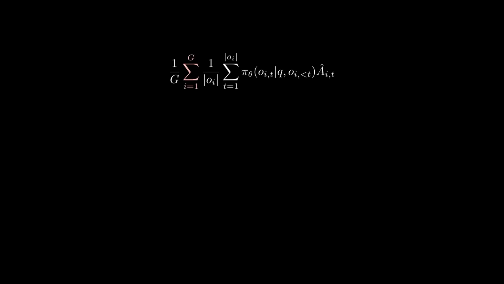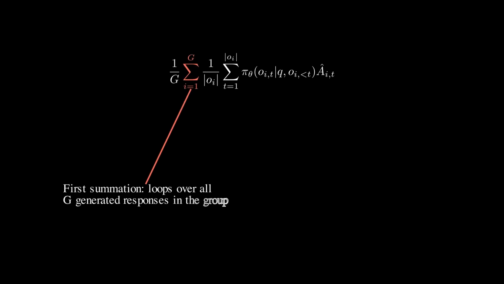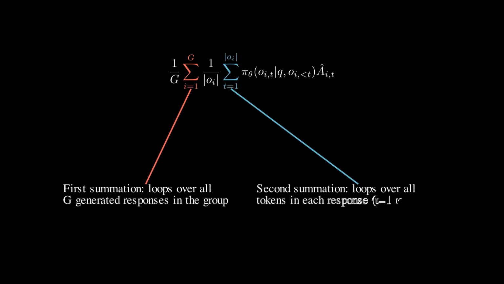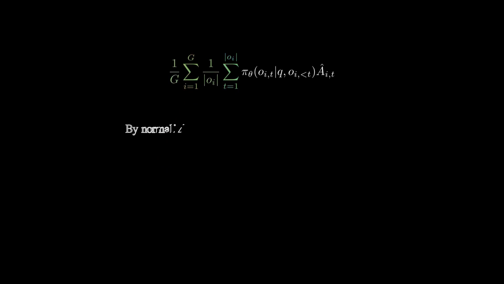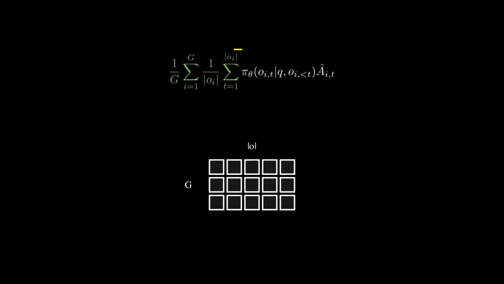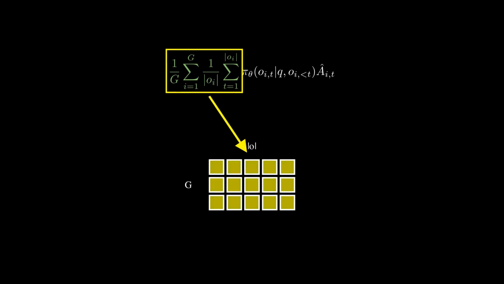The first summation is looping over all the generated responses in the group G, and the second summation is looping from t equal to 1 to the length of O_i, meaning it loops over all the tokens in each response. To recall, each question generates G responses, and each response has multiple output tokens. So these two summation operations are basically just a nested loop where you're going over each token one by one in your batch of responses. The 1/G and the 1/|O_i| basically convert the sum into a mean.